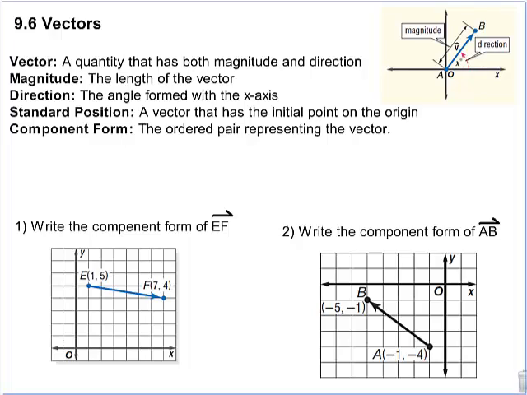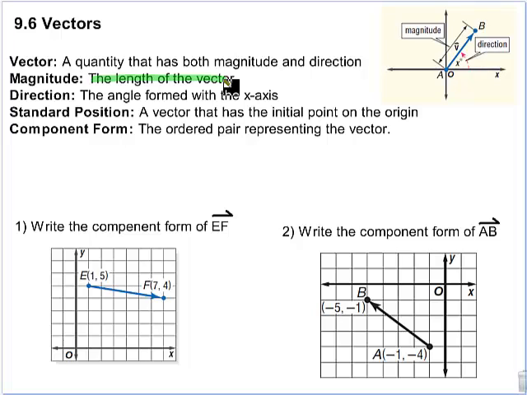All right, so vectors. A vector is a quantity that has both a magnitude and a direction. Well, what's magnitude? Magnitude is the length of the vector. So over here, this diagram, that would be the length. You'd have to figure out the length. You could figure out the length of a vector by doing something like the distance formula. That would be the magnitude.